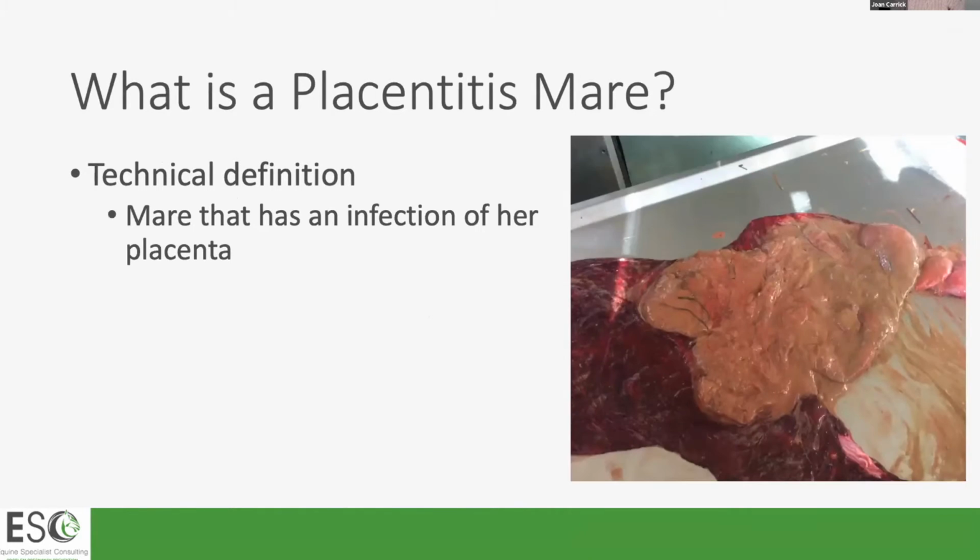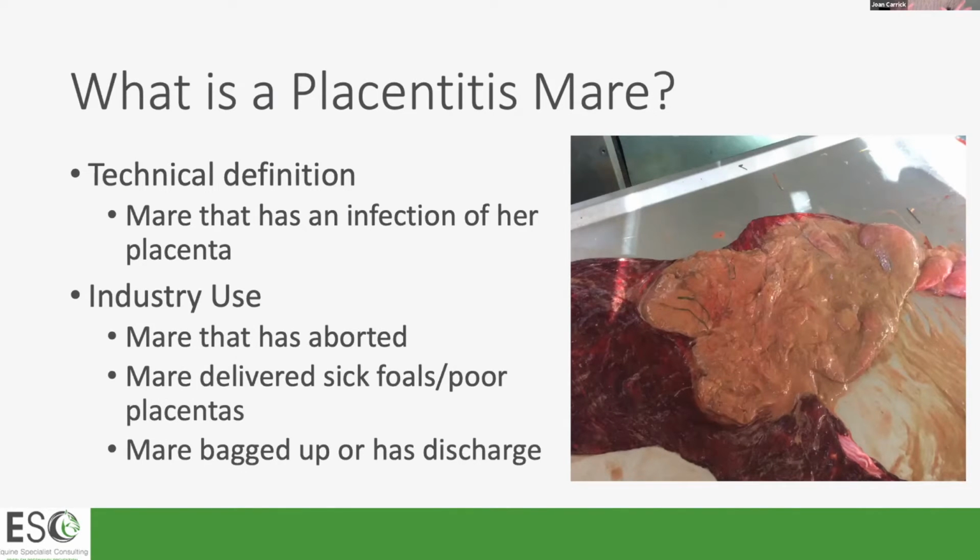The technical definition would be a mare that has an infection of her placenta, which we see quite frequently. But we generally speak of placentitis mares as mares more generally than those that just have an infection or inflammation of their placenta at the moment. We often talk about mares that have aborted in the past or have delivered sick or weak foals with poor placentas. The other mare that really fits as a placentitis mare is a mare that has bagged up or has got discharge.